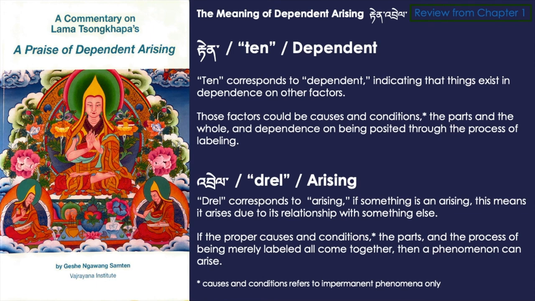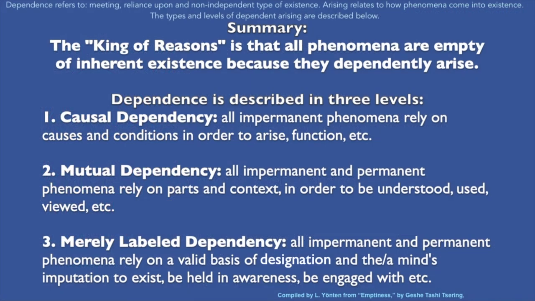And so just keep thinking about dependent arising, the meaning of dependent arising, the way it saves us from the extremes, the way it points us in the right direction, all the different levels of it. These levels of dependent arising are your access into emptiness. And once you realize emptiness, you can stop all the other problems and suffering and harm.